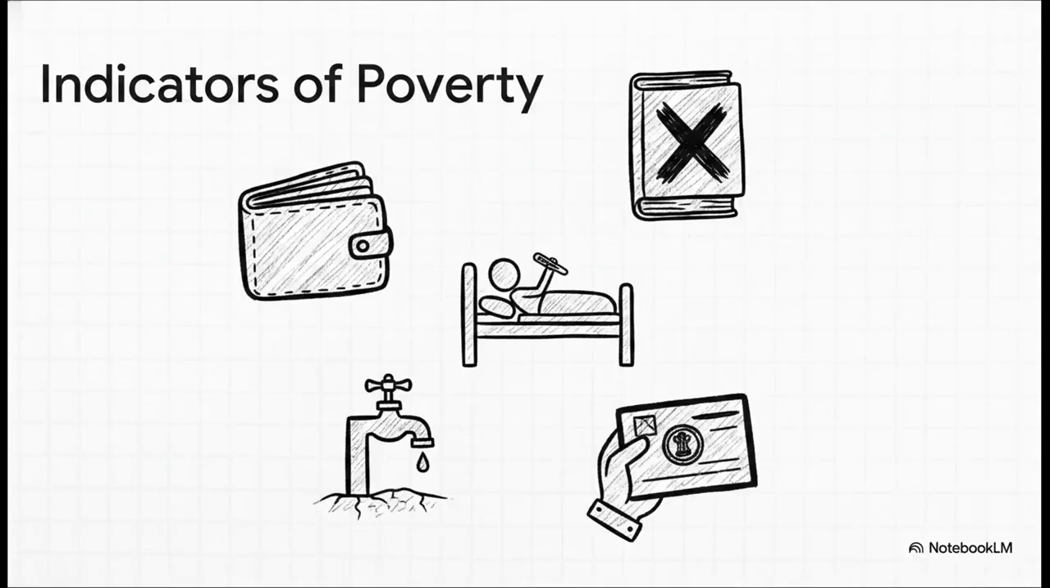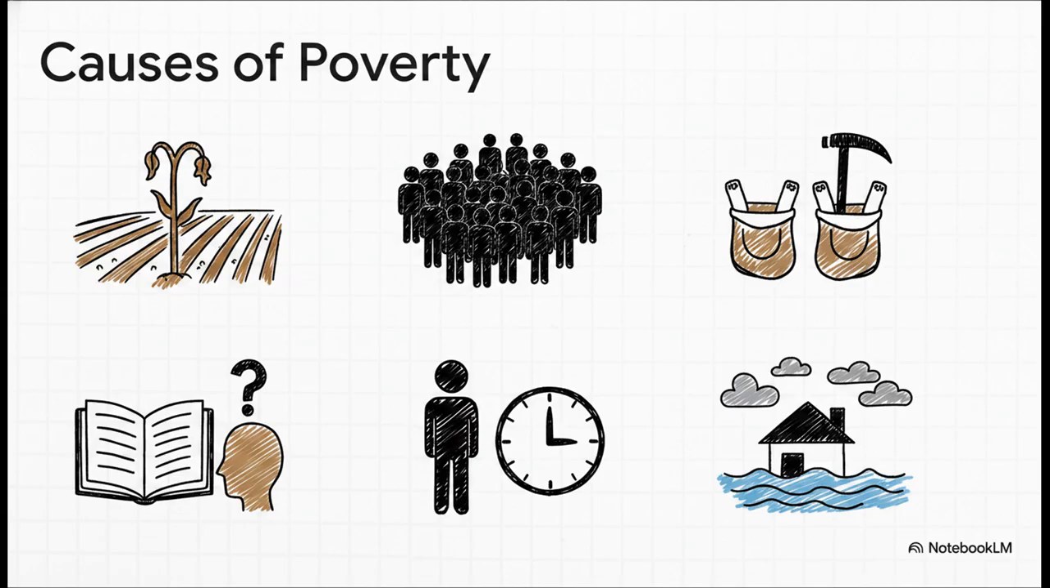If you ever need to identify poverty out in the real world, the symptoms essentially, you're looking for low income, a distinct lack of basic education, poor health, and zero access to clean drinking water. In places like India, a very clear administrative indicator is actually seeing families holding below poverty line or BPL cards just to get government assistance.